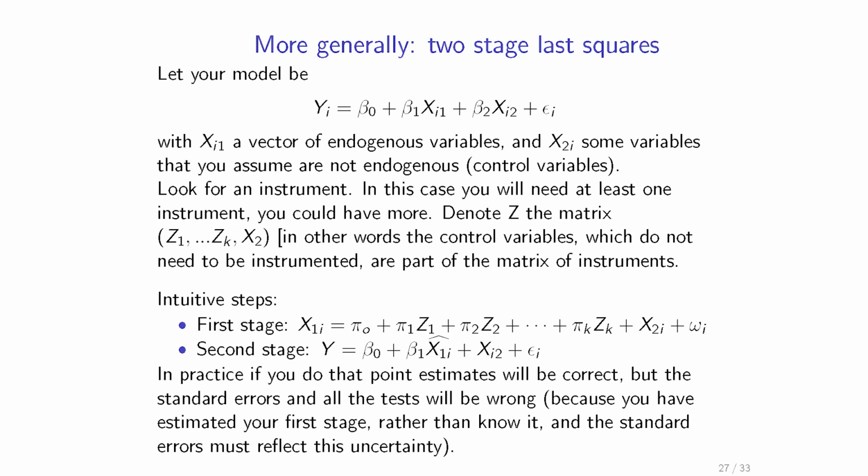Now you look for an instrument for x. If x is a matrix as opposed to being just one, so if you have two things that you want to instrument at the same time, you need at least as many instruments as you have x's. Or you could also have more, but at least the same.